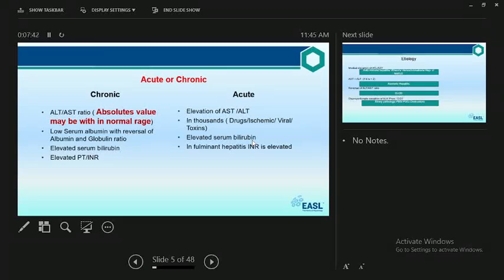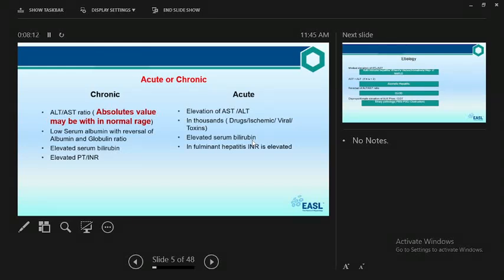There are certain other medical conditions in which you can have elevated globulin, so that is not a reversal. Elevated serum bilirubin and elevated serum PT/INR are seen in chronic liver disease, whereas in acute liver injury you can have a very high AST-ALT level or a modest elevation. There are only four clinical pathological causes where you can have ALT-AST of thousands.